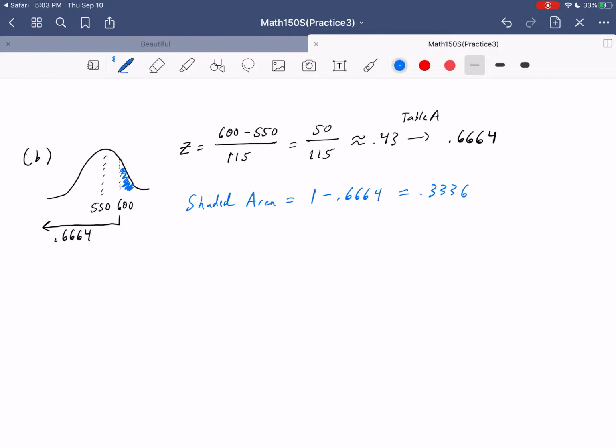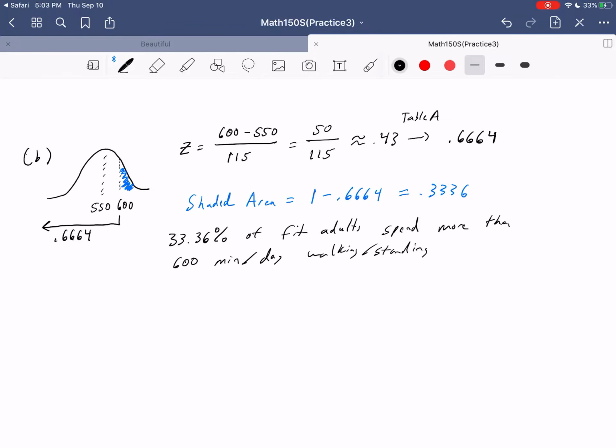All right, now we just need to translate that into a percentage. We can say that 33.36% of fit adults spend more than 600 minutes per day walking / standing. There we go. So we got the percentage of this population. Notice it doesn't apply to the other population of mildly obese adults. It would apply only to the population of fit adults here.